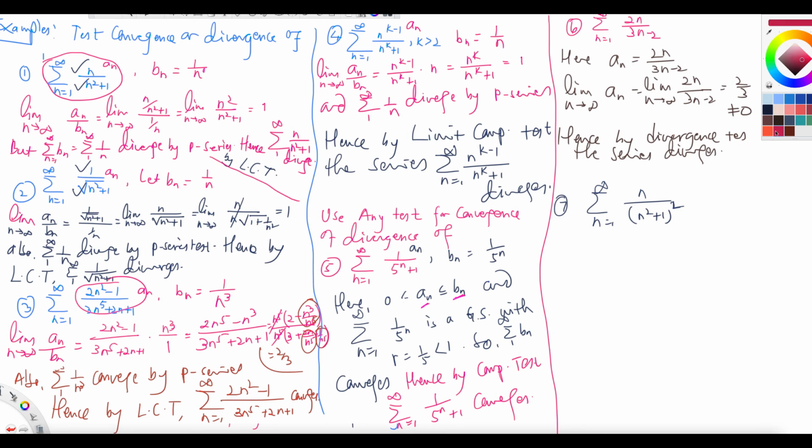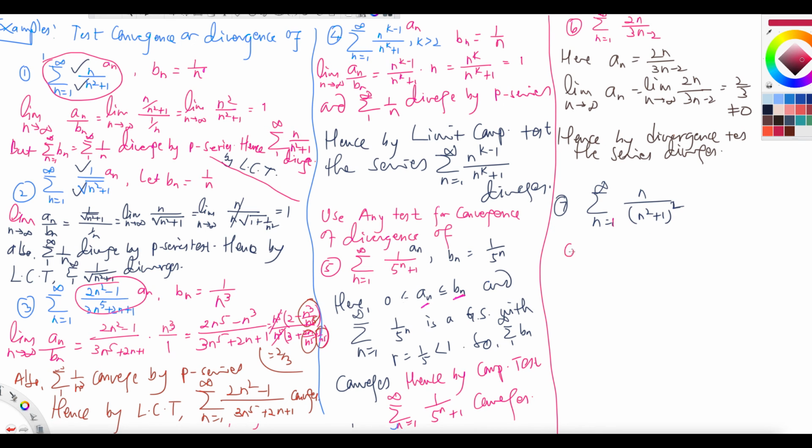Okay, so the final example of section 9.4, I have the series from 1 through infinity of n over n square plus 1. Do you think this converges or diverges? I think we can use the integral test, right? You see that this series is positive and continuous and non-increasing. If you find the derivative, you will get negative. So we can use the integral test.